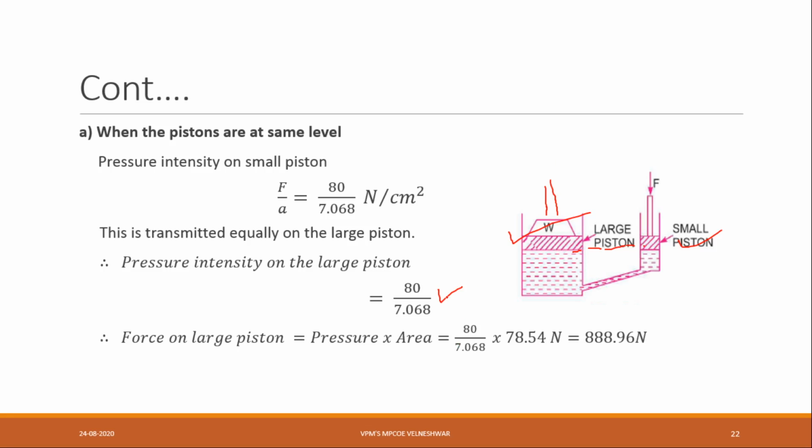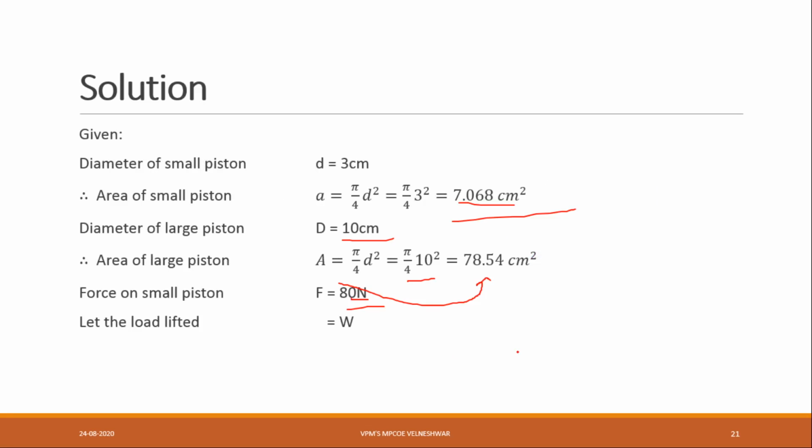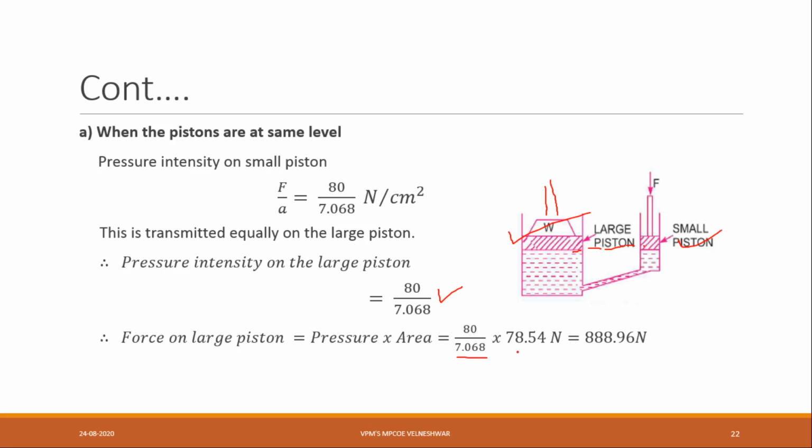That is pressure, how much here? 80 divided by 7.068 into area. How much is the area? See the area, 78.54. By calculating this, I am getting the force as 888.96 Newton. So to lift this weight, the overall weight on the large piston is 888.96 Newton.